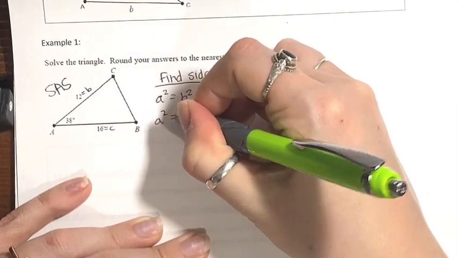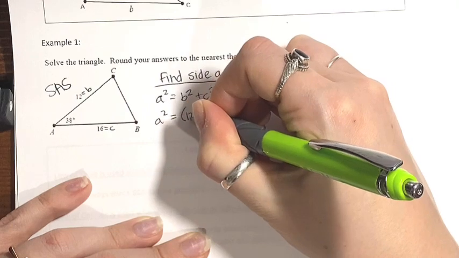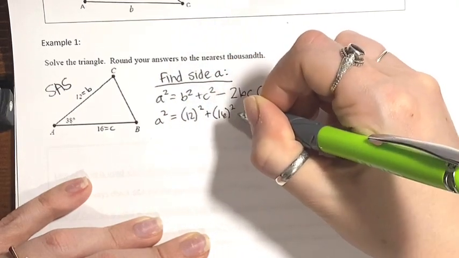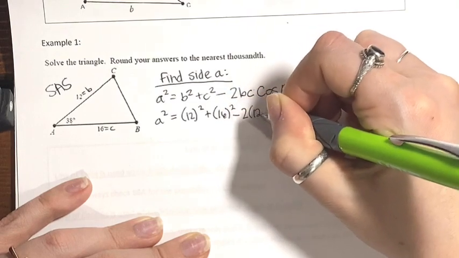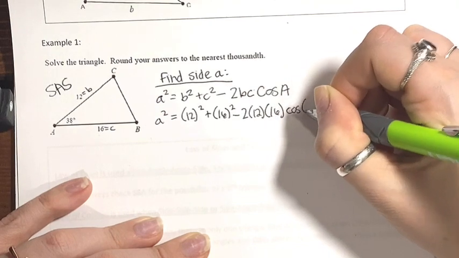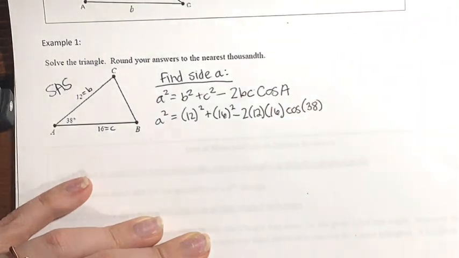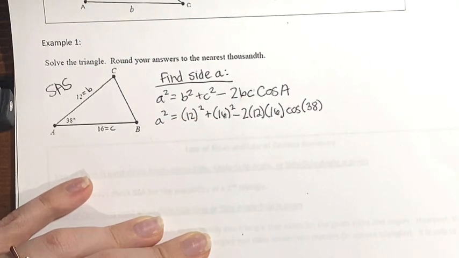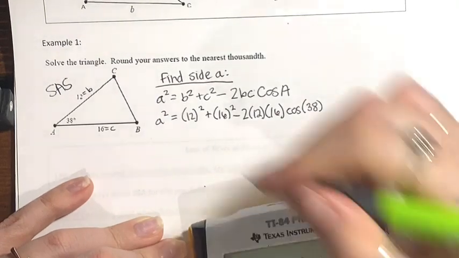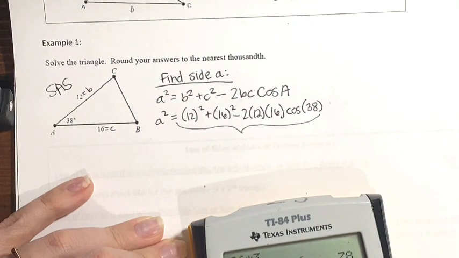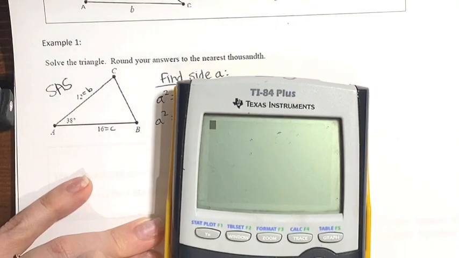So a squared will equal b squared, which is 12 squared, plus c squared, which is 16 squared, minus 2 times 12 for c, times 16 for b, cosine of the angle, which is 38. So we were literally just going to plug that all in. And then since we do know everything here, there's nothing on the right side that we need to solve for, we can literally just plug this entire thing into your calculator. So I told you it looks scary, but it's really not too bad, right?